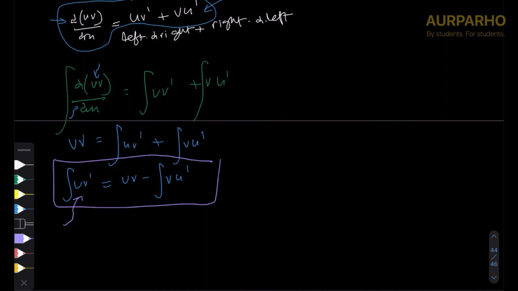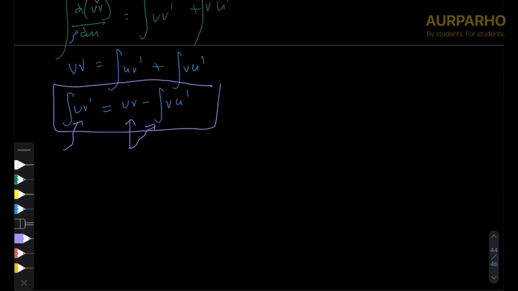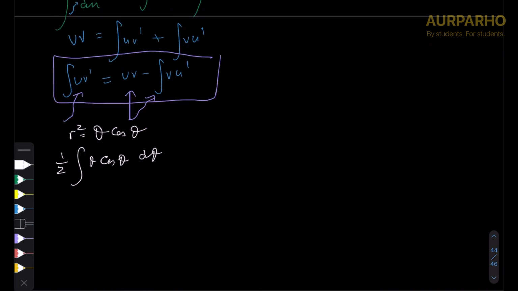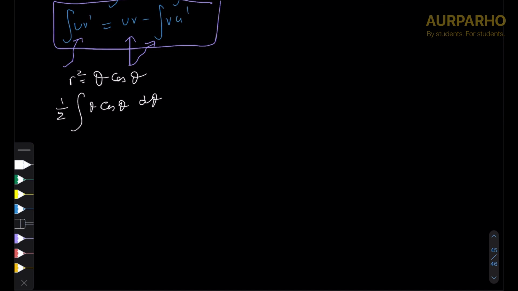Whenever you want to find the integral of two products, you might want to try using integration by parts. So let me give you an example. Let's say you have r equals theta times cos theta, and you want to find the integral of this. Let's say r squared is equal to theta times cos theta to make my life easier. So it would be half times whatever this thing is d theta, right? So what is the integral of theta times cos theta? Let's use this thing.